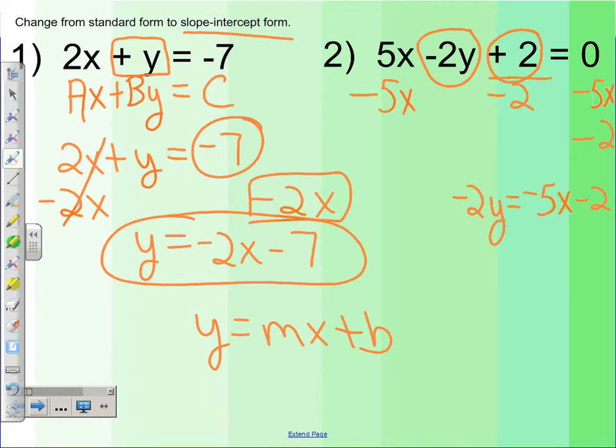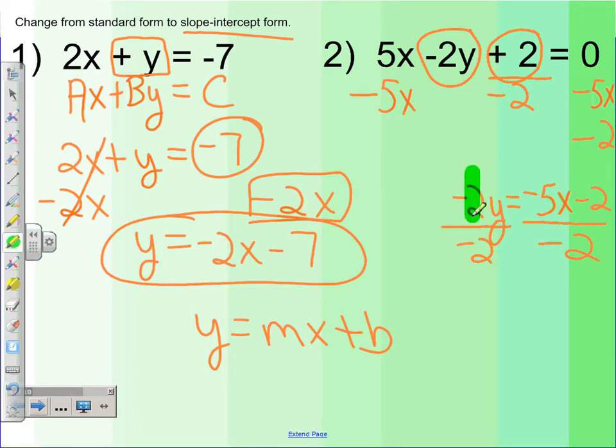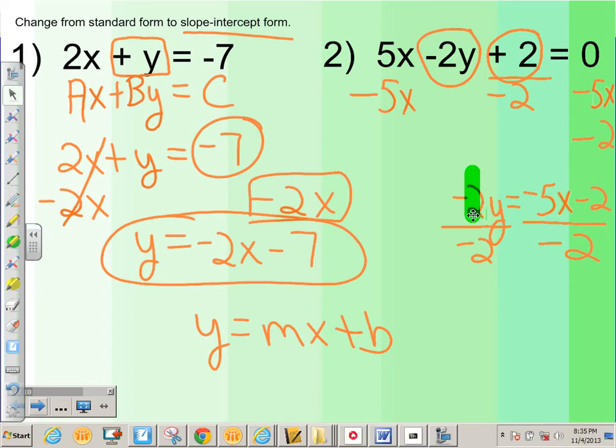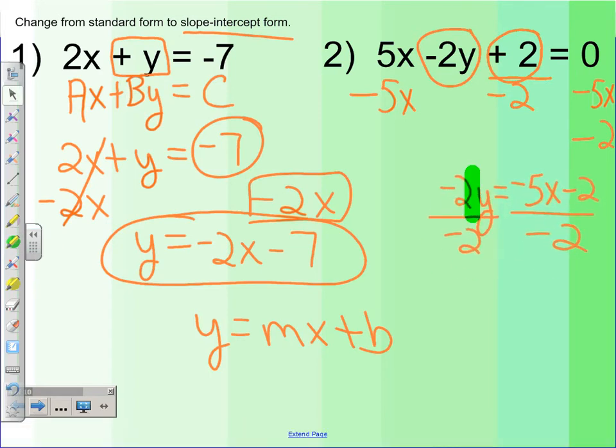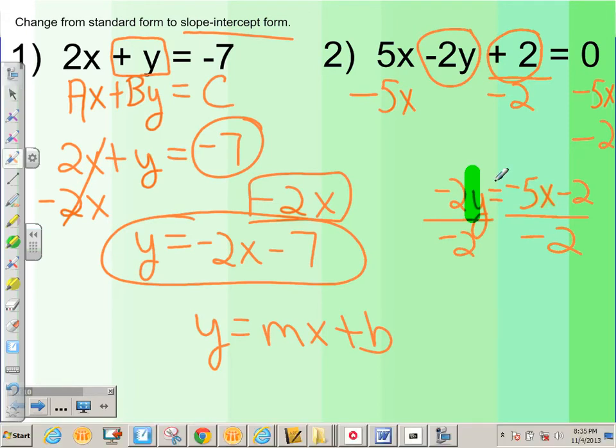Now to get y by itself, I need to divide through by a -2, because we know that this means -2 times y. The opposite of multiplication is division, and we always divide by the coefficient. The coefficient in this case is -2. So that's easy on the left. We know that all that's left is going to be our y term.